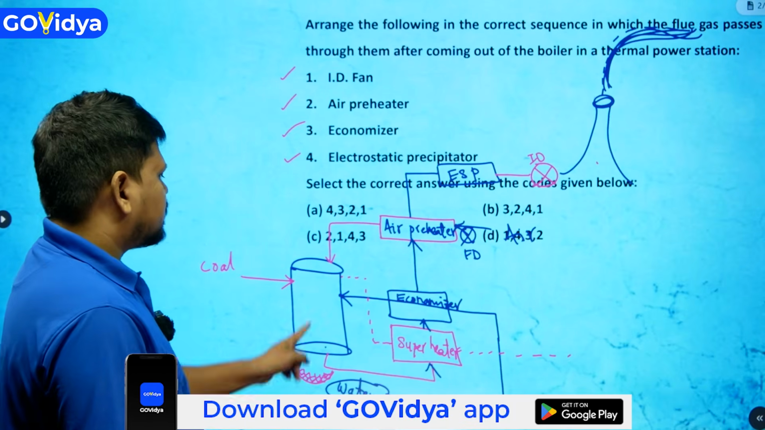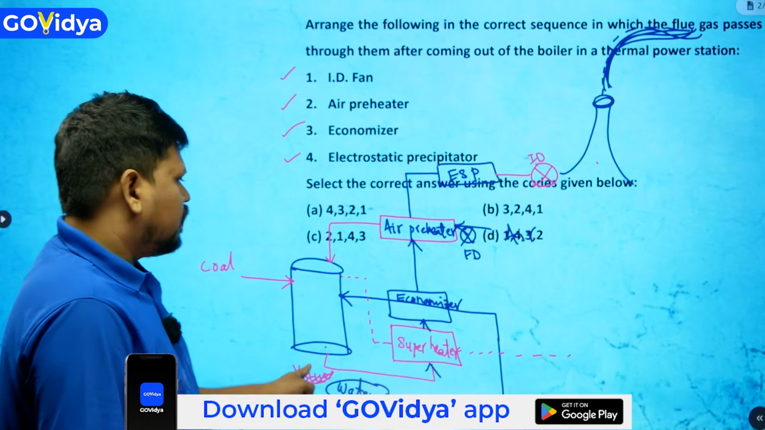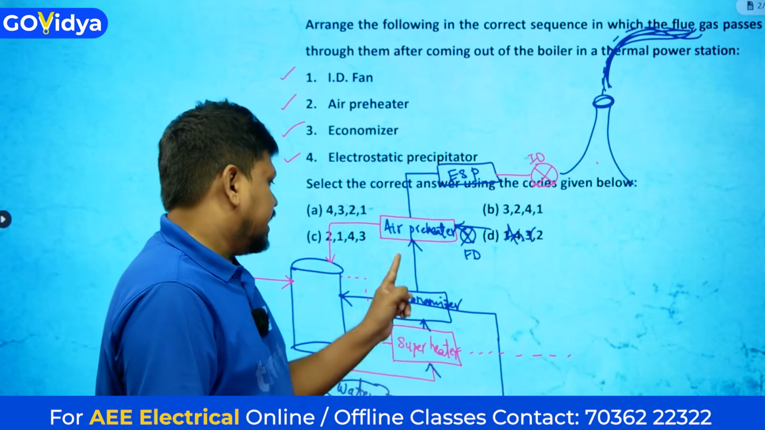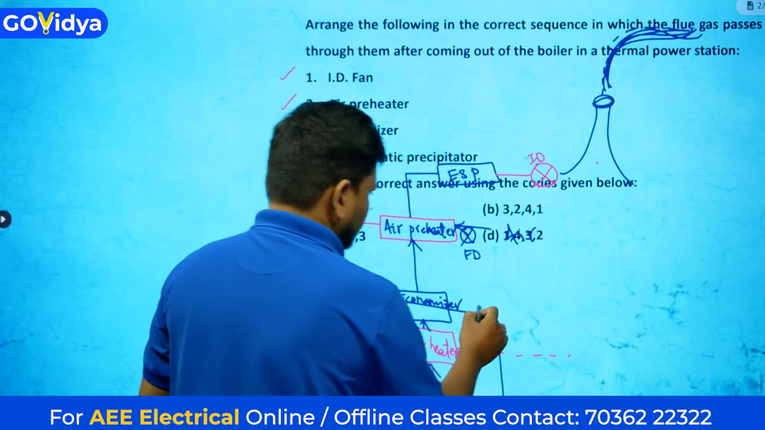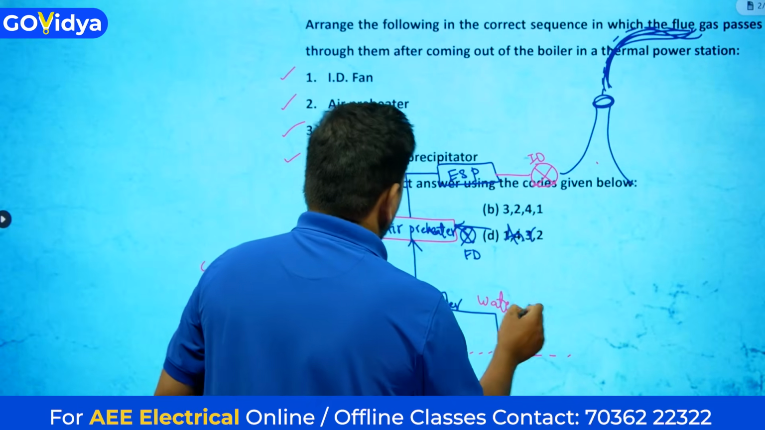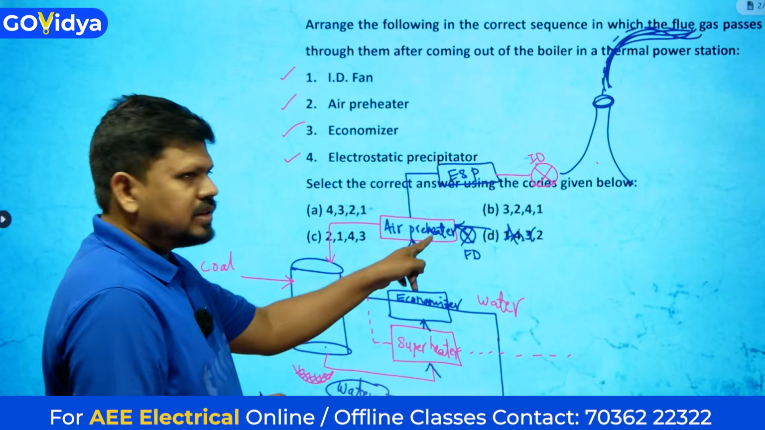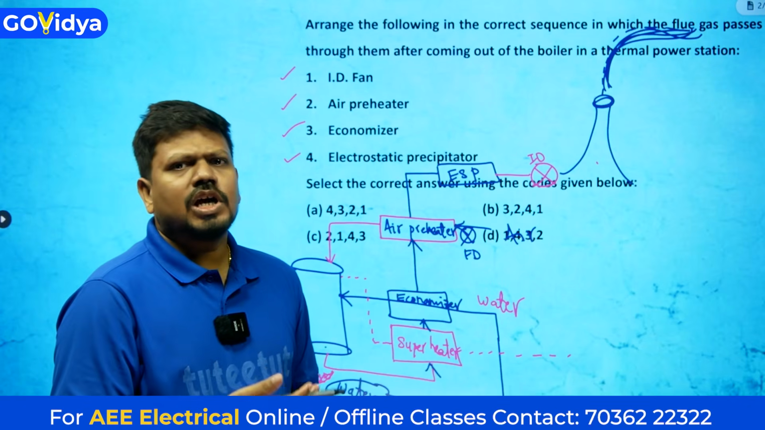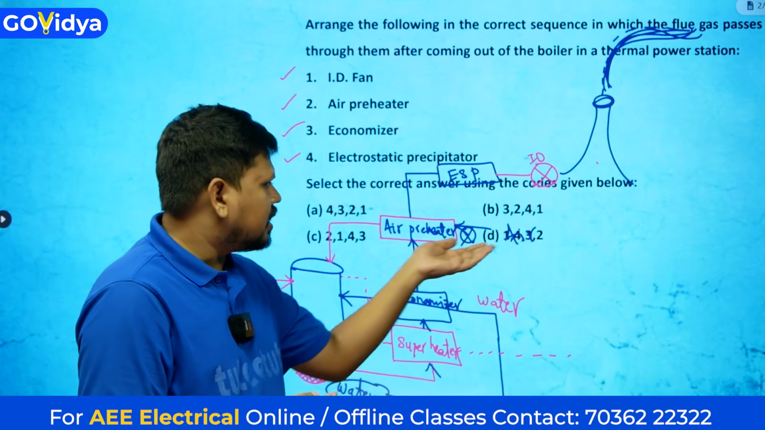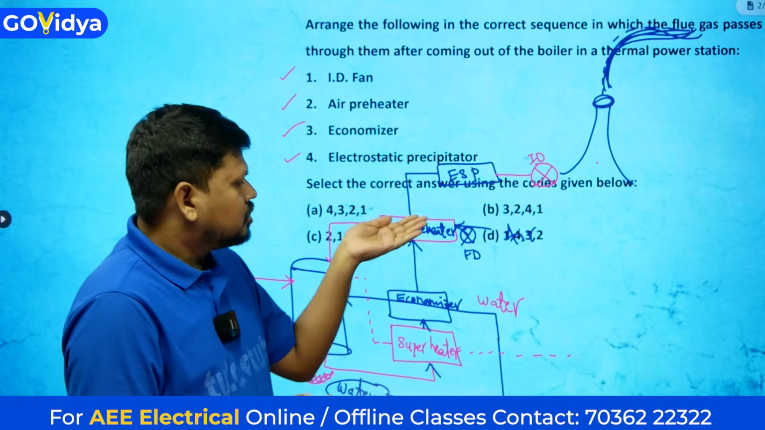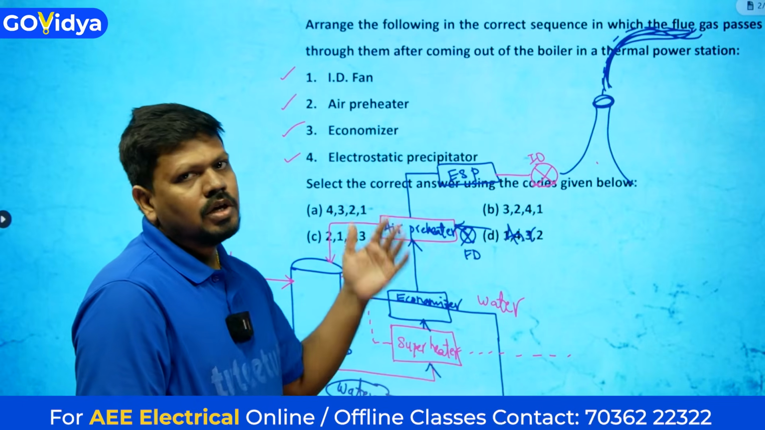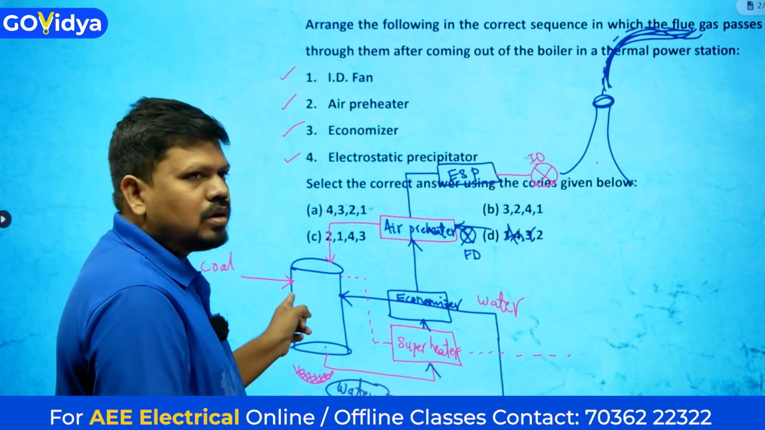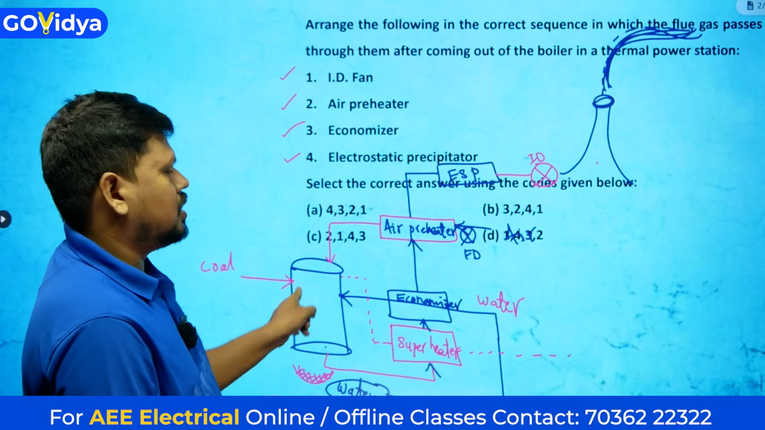Flue gases will be generated in the boiler. Flue gases first enter the superheater, because in this steam is there. Next the economizer, in this water is there. Next the air preheater, in this air will be there. Why are you heating? Because there should not be any moisture. If you take atmospheric air inside, there will be some moisture. If you heat it, all the moisture will be gone. Combustion will be proper if you send hot air, so that's why we send hot air inside.